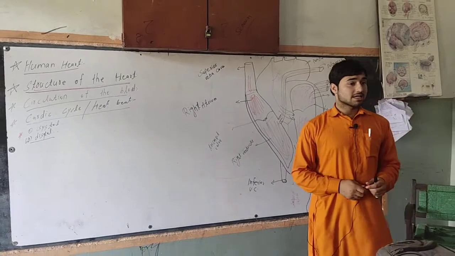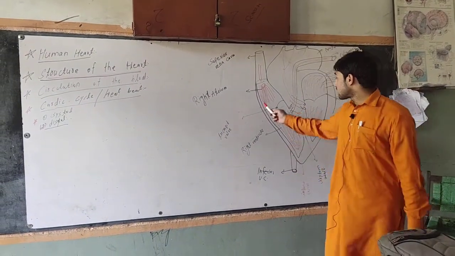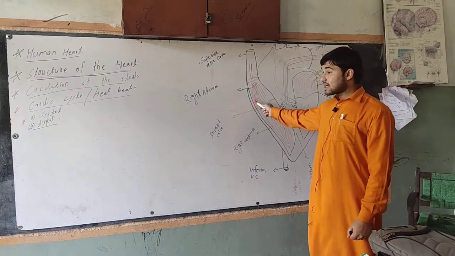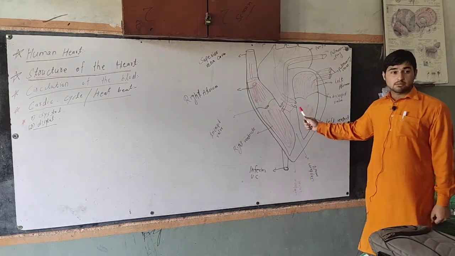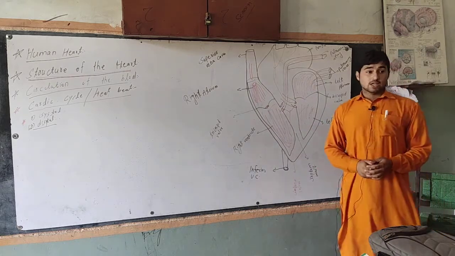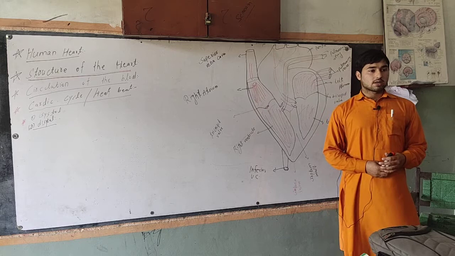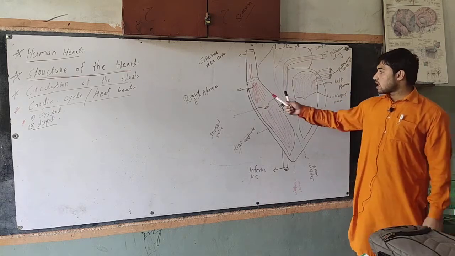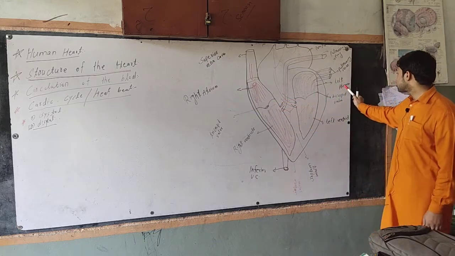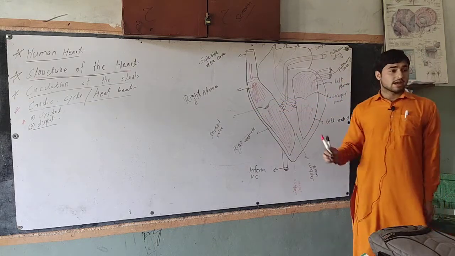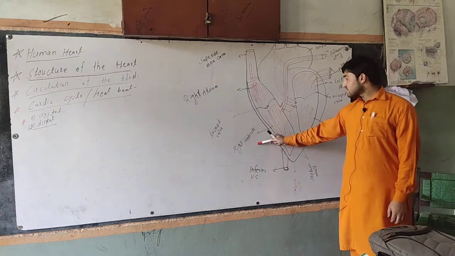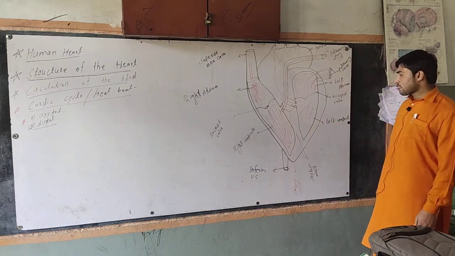The heart of birds and mammals has two sides, the right side and the left side. The right and left sides are divided by a wall which is called the septum. Each side is divided into an upper and a lower chamber, and each upper chamber is called an atrium. So there are two atria, the right atrium and the left atrium, and each lower chamber is called a ventricle. There are two ventricles, the right ventricle and the left ventricle.